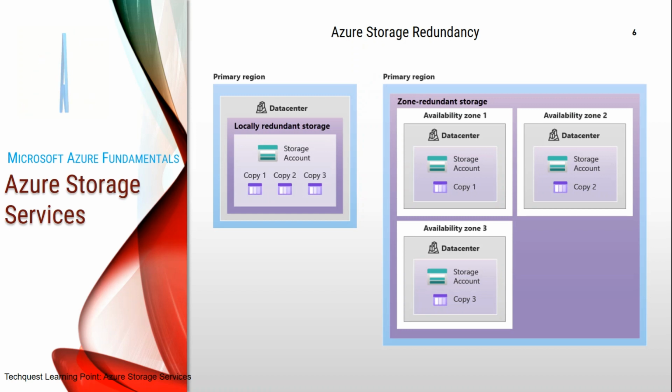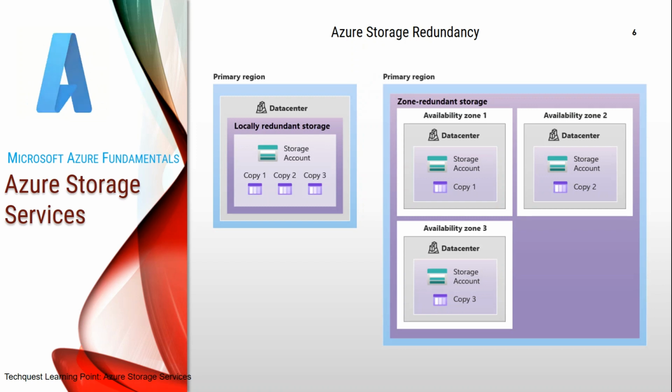The factors that help determine which redundancy option you should choose include how your data is replicated in the primary region, whether your data is replicated to a second region that is geographically distant to the primary region to protect against regional disasters, and whether your application requires read access to the replicated data in the secondary region if the primary region becomes unavailable.